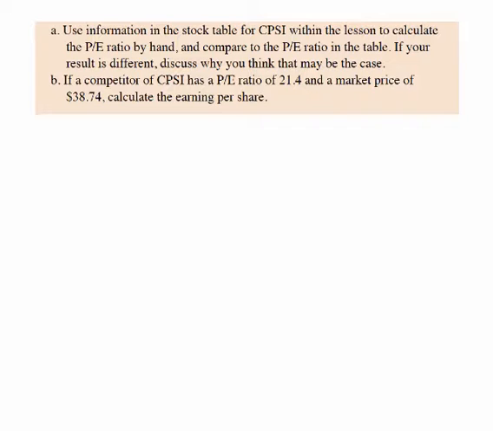So if you look at the CPSI table within the lesson, you will find that the current price listed at the top is $45.49. To get the earnings that we're interested in, you're looking for the EPS line in the table, which stands for earnings per share, and the earnings per share are listed as $2.44. Now we do our ratio.